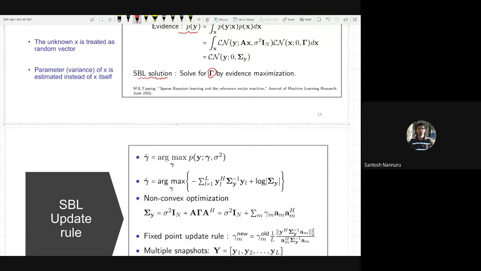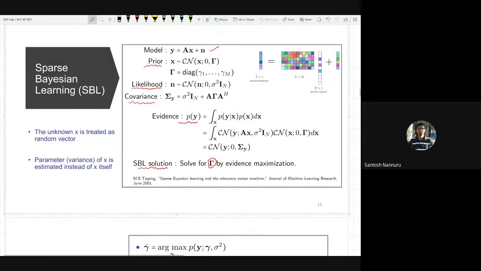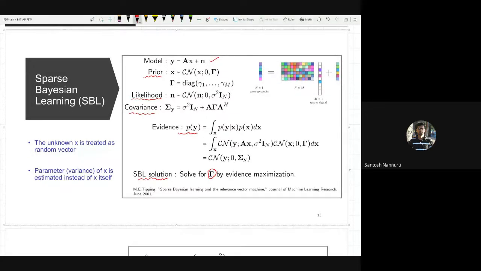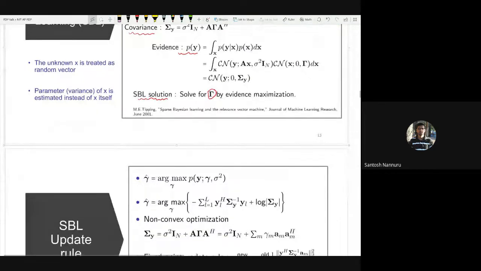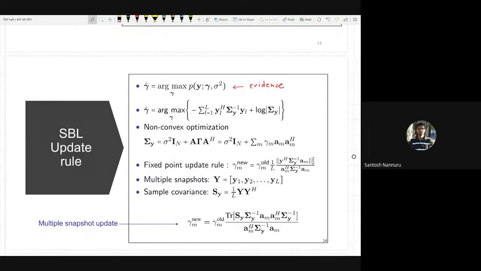The small gamma is nothing but the diagonal of this thing. The capital gamma, the covariance matrix of x, is a matrix, but only the diagonal entries are non-zero, and I'm only interested in the diagonal. So all those entries in the diagonal, I'm just collecting them and calling them small gamma. And this is my evidence. I've just explicitly indicated gamma and sigma squared as the parameters on which this evidence depends. Otherwise, it's the same expression as in the previous slide. So the idea is to find gamma which maximizes the evidence.